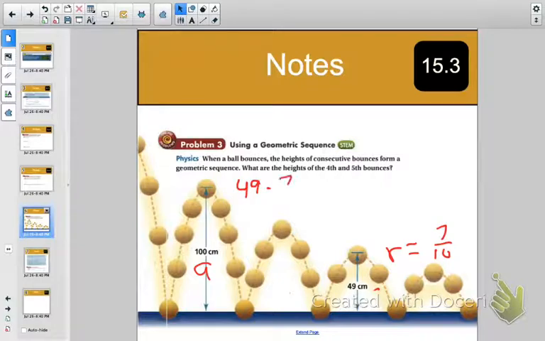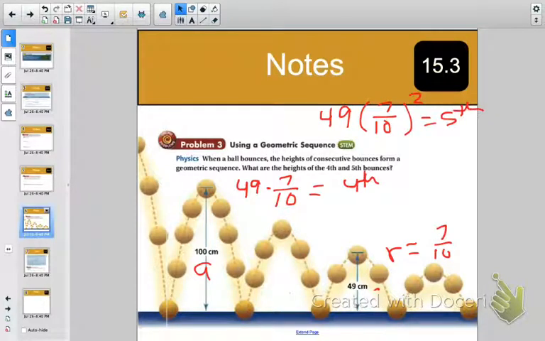49 times 7/10. It's going to come out to be something. And then to get the fifth one, we would just do 49 times 7/10 squared, because that would be the fourth term here. This would be the fifth term. And every other term you just keep multiplying by 7/10.